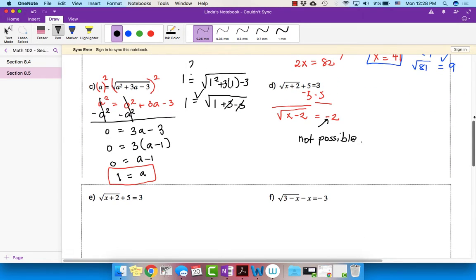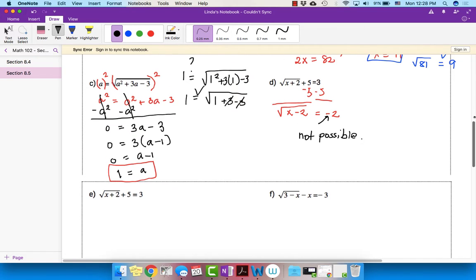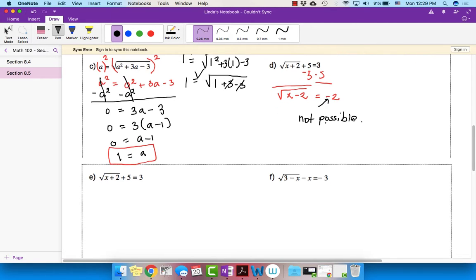It's similar to problem 1D. As you remember, D is not possible to proceed further because you have a positive radical here, and the right side is equal to -2. You cannot take a square root and have -2 as the answer, so it's not possible to proceed.